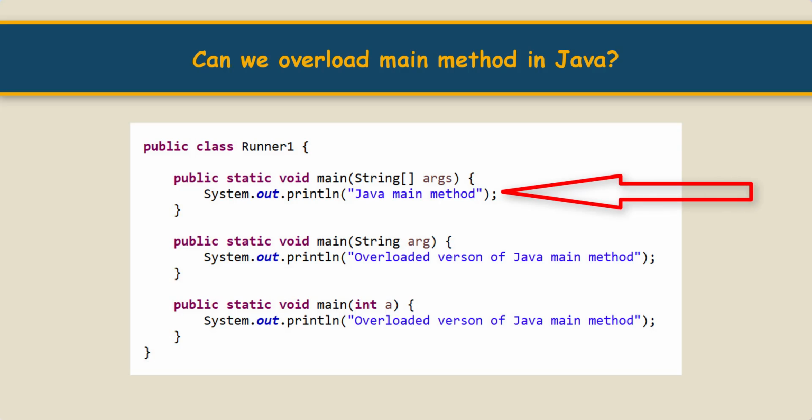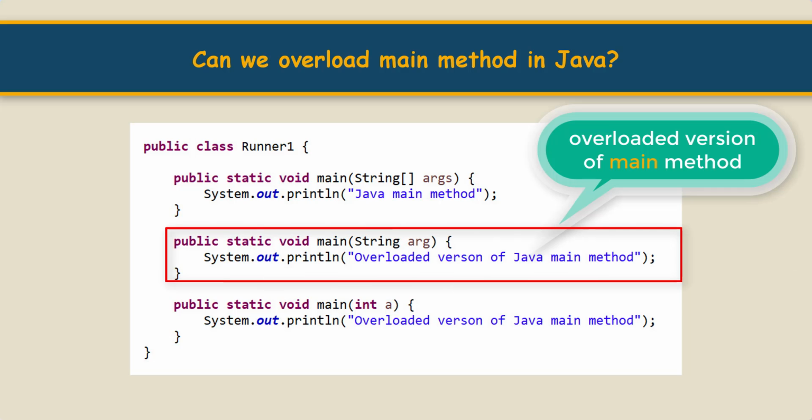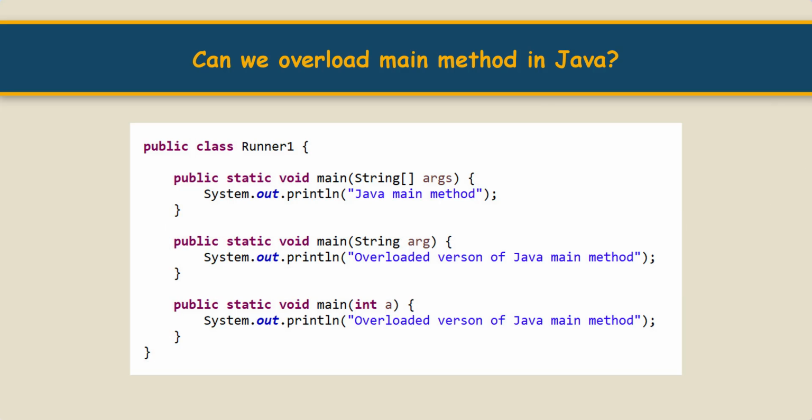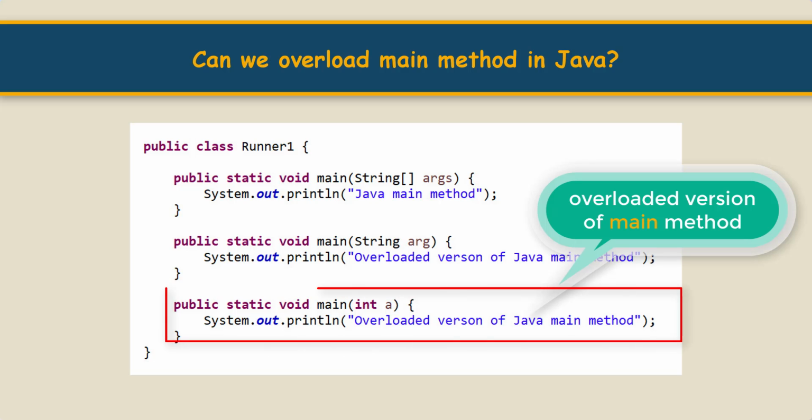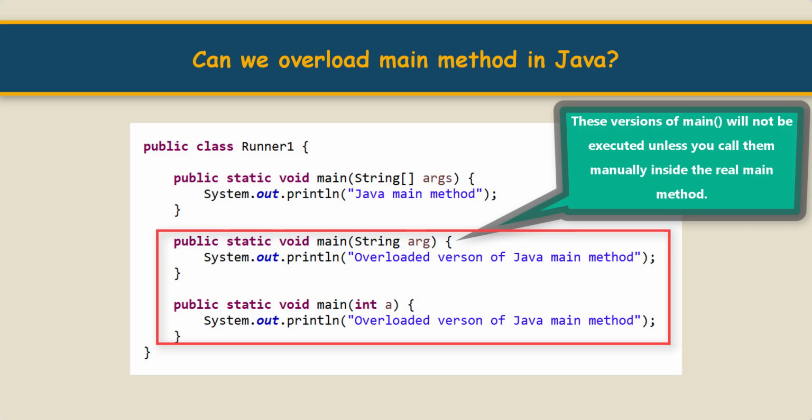For example, in this class I have added public static void main(String[] args), and below that again I have added public static void main(String args). So instead of a string array, I am using only one string parameter. This is the overloaded version of the main method with one string parameter. Again I can write public static void main(int a). This is another version of the overloaded main method. For the execution, all these other versions of the main method will not be executed unless you call them manually inside a real main method.